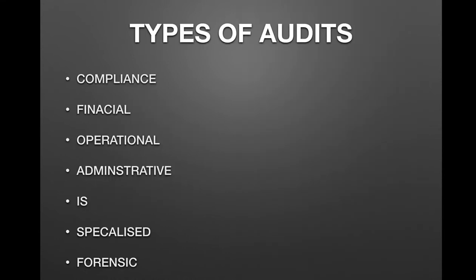Moving on, you have different types of audits. We have compliance audit, and then we have financial audit, operational audit, administrative audit, IS audit, specialized audit, and forensic audit. This is all as the name goes. As I just said, a compliance audit is with regards to compliance frameworks. Nowadays we have SOX, and I don't know if you have all heard about PCI, which is Payment Card Industry. These are all compliance regulations, and the audit that happens is to say that the company is compliant to these particular regulations. I hope I didn't lose you here.